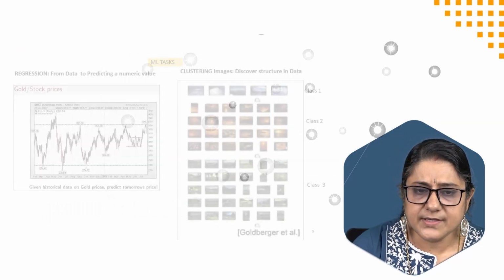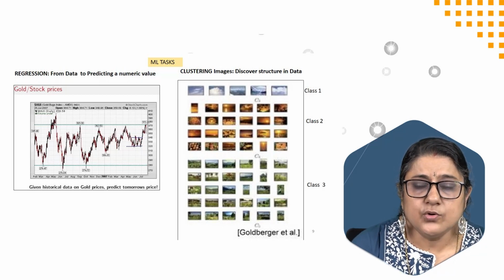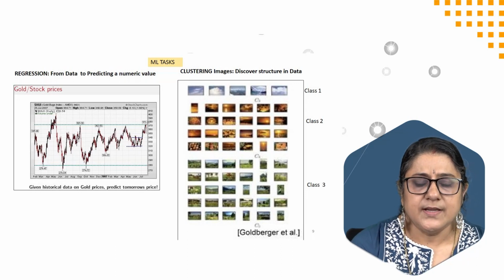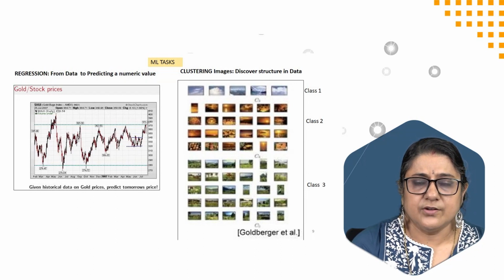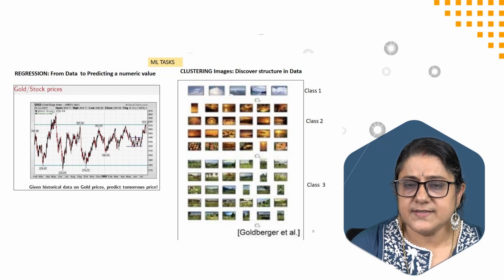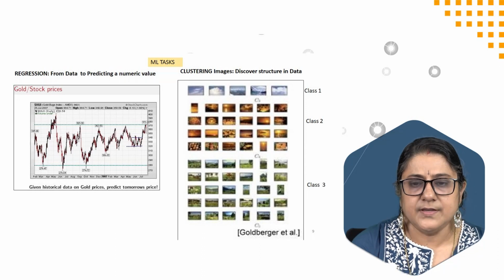Coming to one of the regression tasks, which is a real life example, where we can predict gold or stock prices by seeing the historical data and trying to regress from the previous input data or from the past data. Coming to the right hand side, this is clustering, which is the unsupervised way of learning.